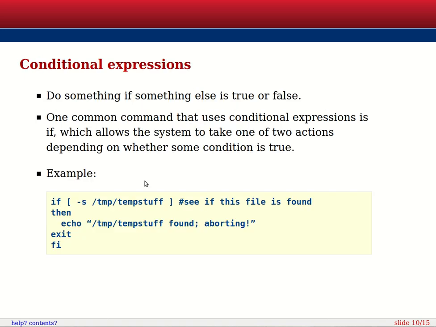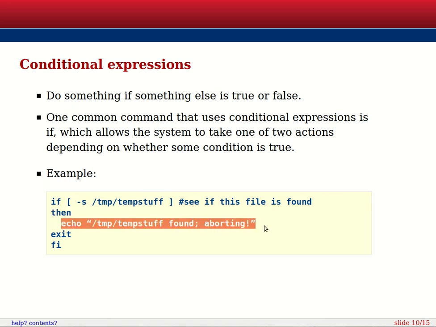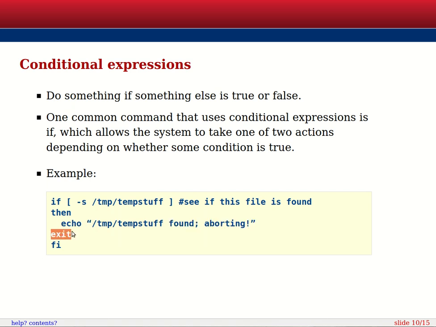Okay, conditional expressions. We do an if statement to test if something is true or false. Here's one example of doing that. So we can say, see if this file is found. Here's my if test. The test goes inside of these square brackets. We always have the word then. So if that's true, then do this. This one didn't indent right, but at the end of our if statement, we should always have an fi. That closes our if statement.